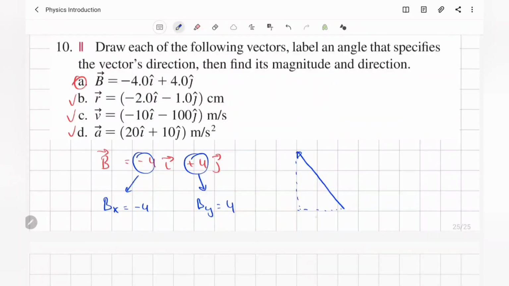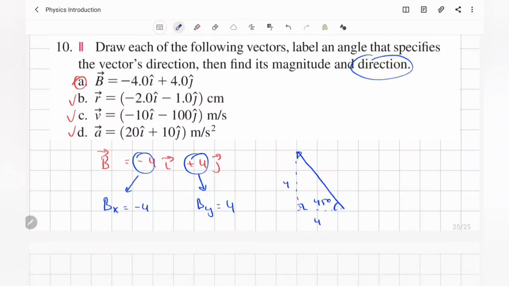And if you pay attention, x component is 4, y component is also 4, with a 90 degree angle. It's obvious that this angle should be equal to 45 degrees. There is no need to solve. Very simple. So this is the direction, 45 degrees, as shown in the figure.